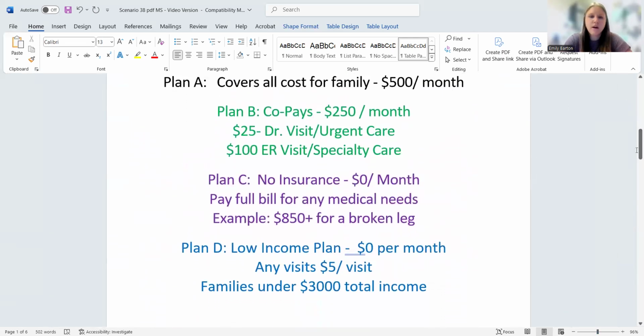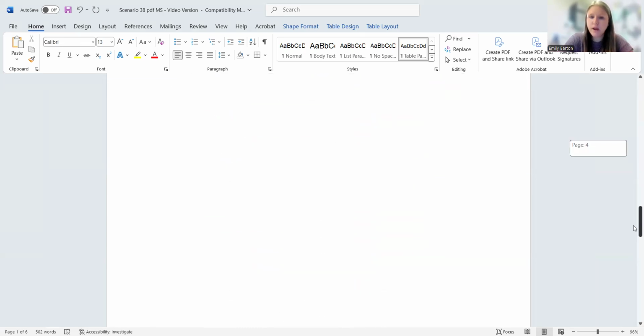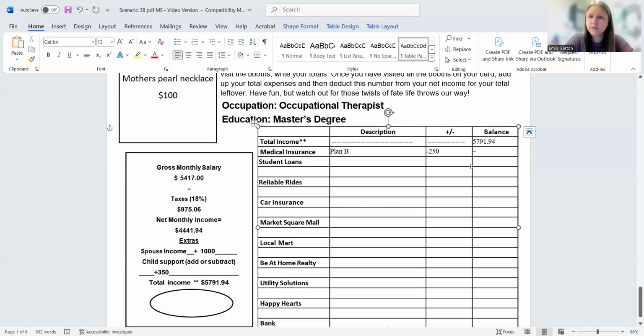There we go. So they can make their choice and then go down to that descriptor box and write their description, subtract out what it cost, and get their new balance. Okay, now that you've done that, I'm going to add my new balance to my sheet.